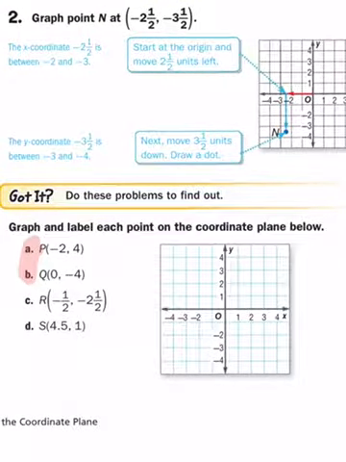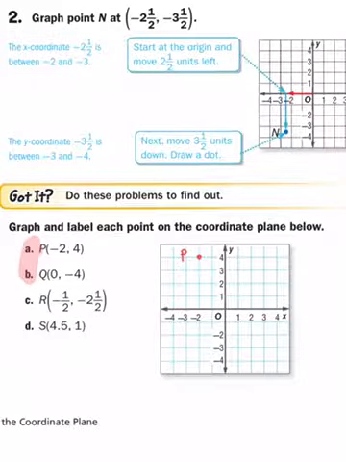So in A, you had to graph point P at -2, 4. So did you start at the origin and go over to the -2 and up to the +4? So point P should be right there where the arrow is pointing. I'm going to put a dot and label it P.